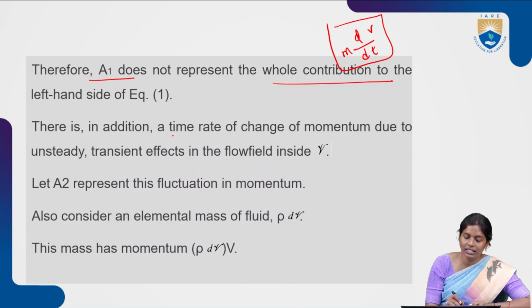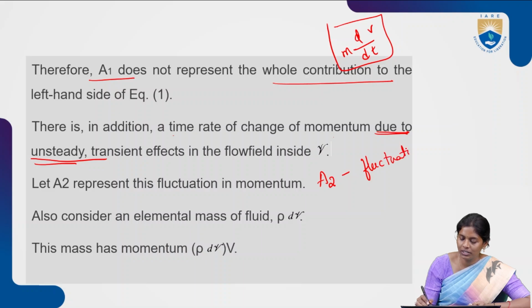We have to consider the time rate of change of momentum due to unsteady or transient effects in the flow of fluid inside a volume V. So apart from A1 which we have done, we have to consider the effect of unsteadiness of the flow. That particular one we will represent as A2. This represents the fluctuation in momentum, right?